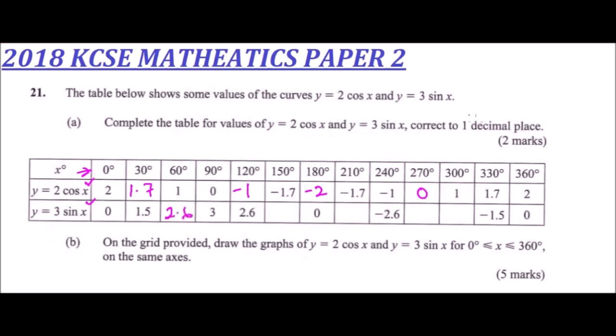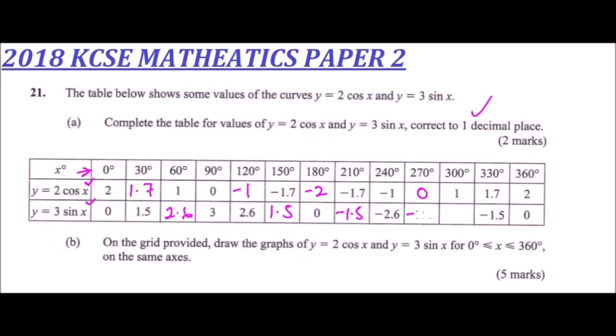So we go to 150. 3 sin 150, not 120. You get 1.5. Then we go to 210. So 3 sin 210, you get minus 1.5. Then we go to 270. So 3 sin 270, you get minus 3.